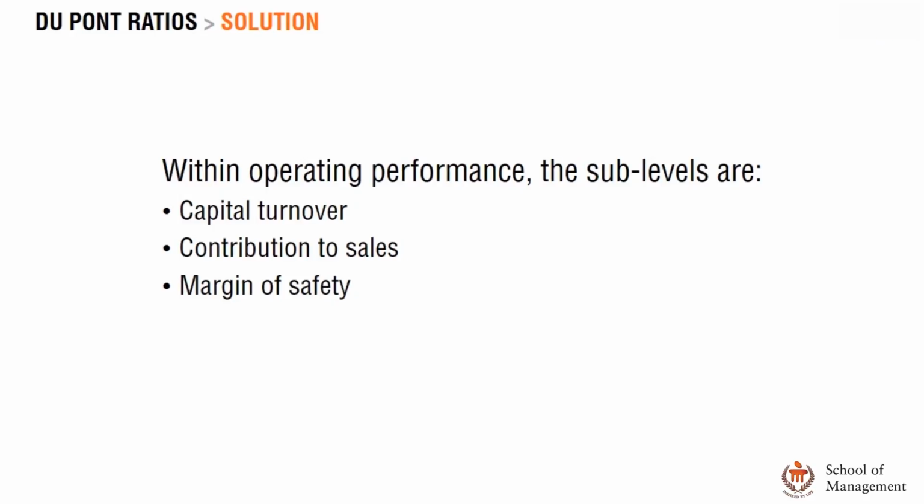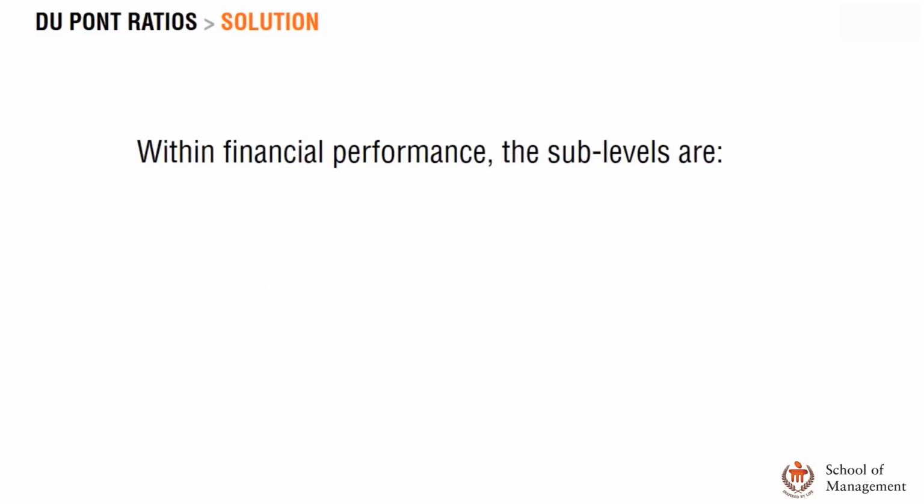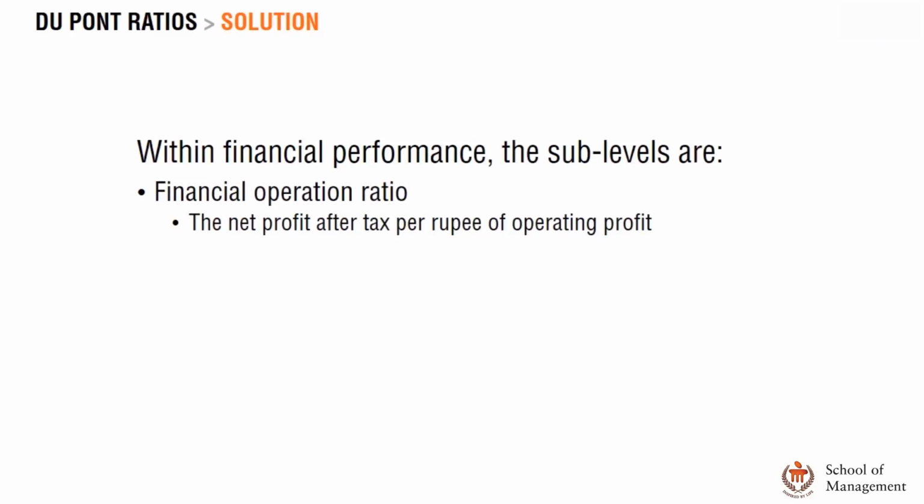As you all know, we have two sets of costs in the business of any company, which is the variable costs and the fixed costs, and contribution analysis and margin of safety helps us to find out what is the level at which the profits are in these two levels. Within the financial performance ratios also, there are two sub-levels. We have financial operations ratio and financial leveraging ratio.